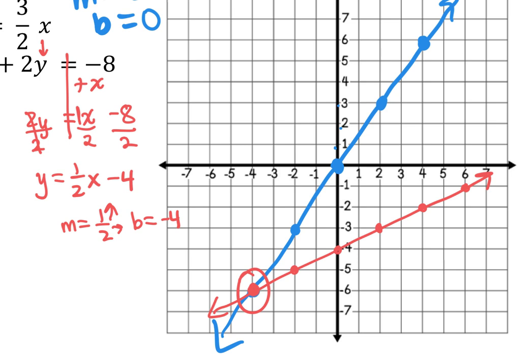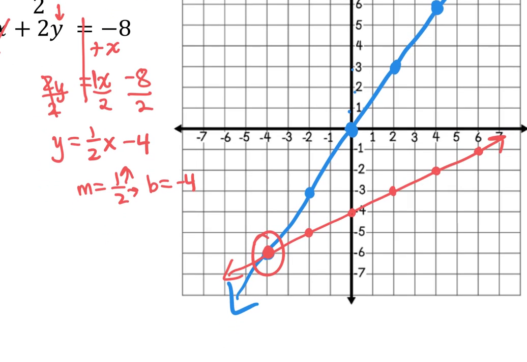And that point where they crisscross, that point where they intersect, that's my solution. And when I label this point, make sure you label x and then y. So the x coordinate is -4, and then the y coordinate is -6. So -4, -6 is that xy pair that they have in common. Everybody good? All right, then let's move on.